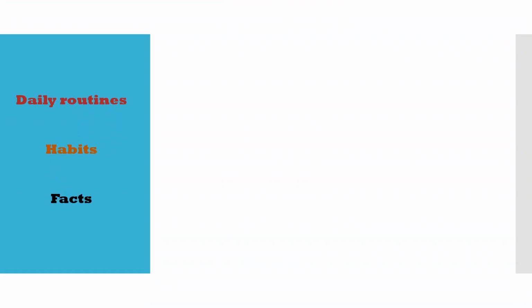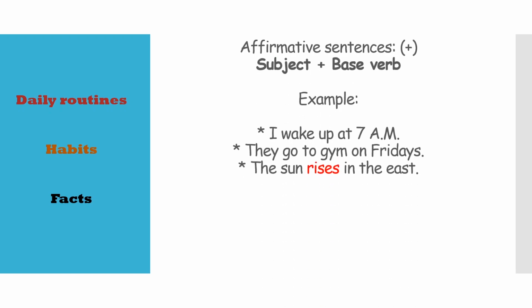The present simple tense is used to talk about things that happen regularly, facts, or routines. Look at the formula for positive sentences, then look at some examples together. For making affirmative sentences, we use this formula: subject plus base verb. Let's look at some examples.